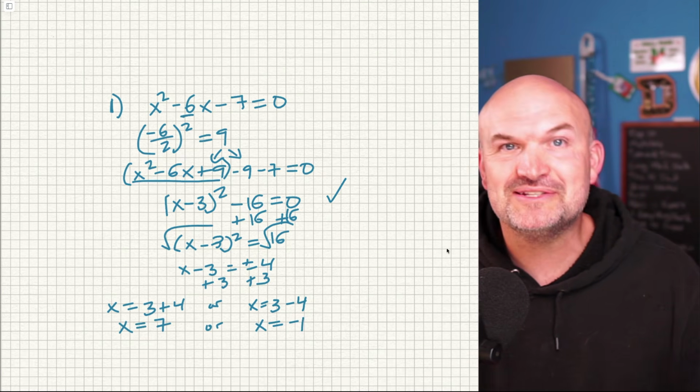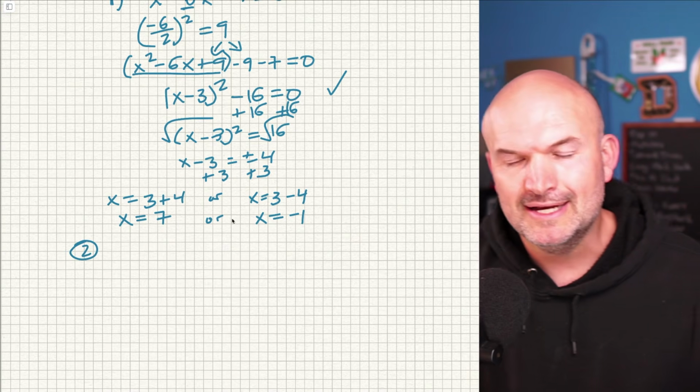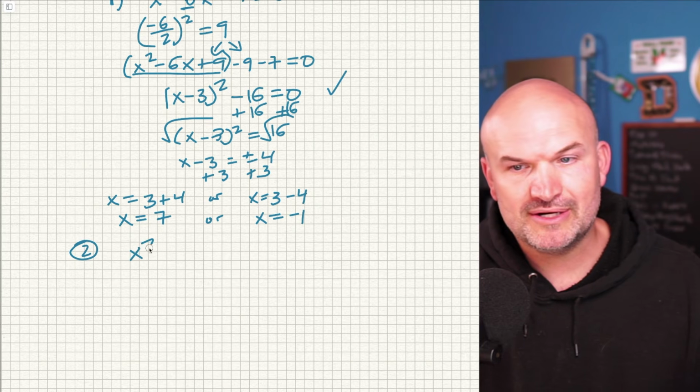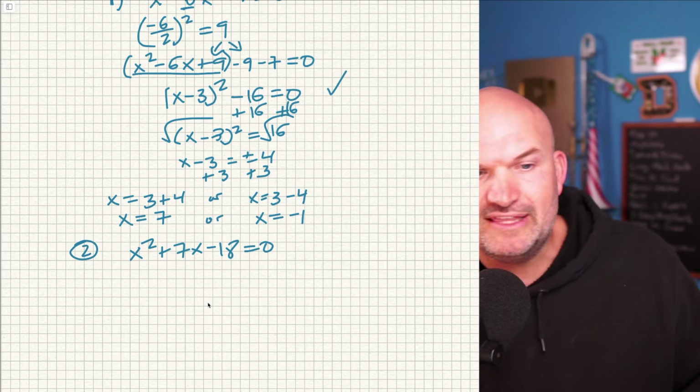Now, let's get to some ones that might be a little difficult, right? These are the ones that you will probably see on your homework, or maybe on a quiz. The next problem is x squared plus 7x minus 18 equals 0. Looks very similar, right? Doesn't look anything crazy.